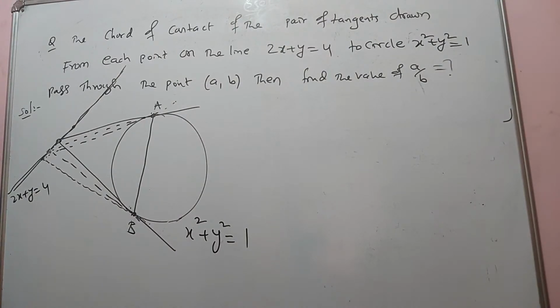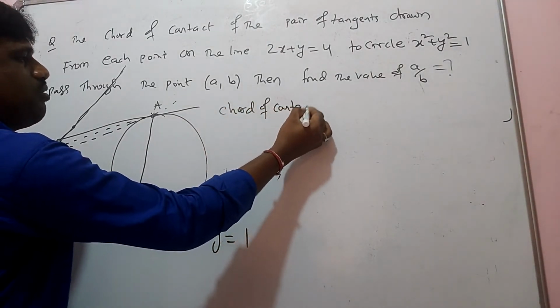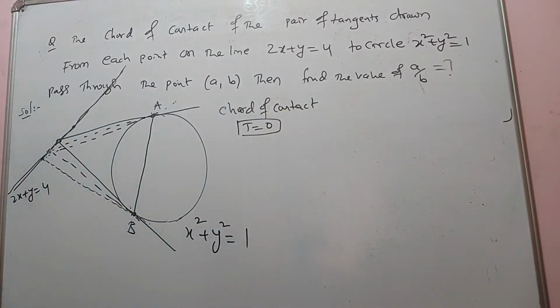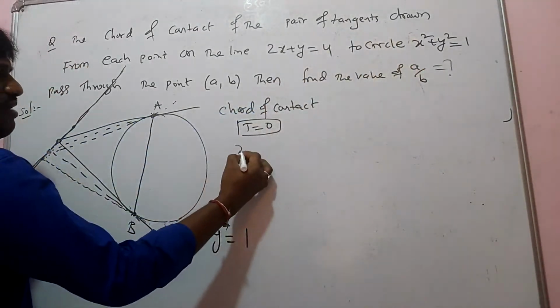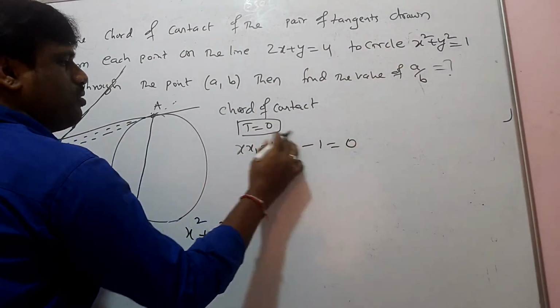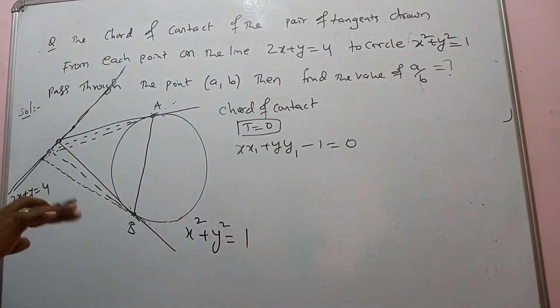Did you understand the question? Is it clear to you here? So you can find the chord of contact, the formula I gave you. What is the chord of contact? The formula is T is equal to 0. That is x x1 plus y y1 minus 1 is equal to 0. This is the equation of the tangent, and that is only the chord of contact. Chord of contact is equal to the equation of the tangent. So x x1 plus y y1 minus 1 is equal to 0.